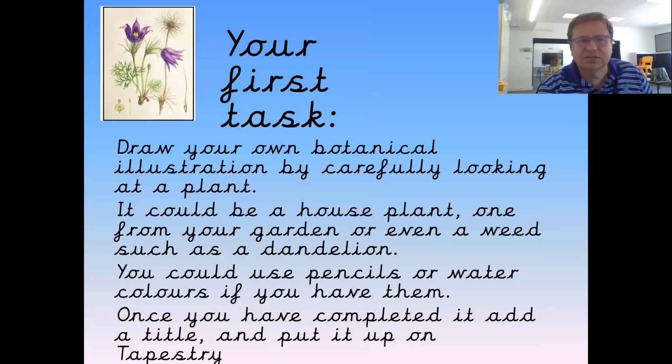Now, your first task this week is to draw your own botanical illustration by looking very, very carefully at a plant. Now, it could be a house plant, it could be one from your garden if you're lucky enough to have one, or even a weed such as a dandelion that you go out and find. Maybe if you go to your local park or go to the rec or somewhere like that, you'll be able to find any kind of plant.